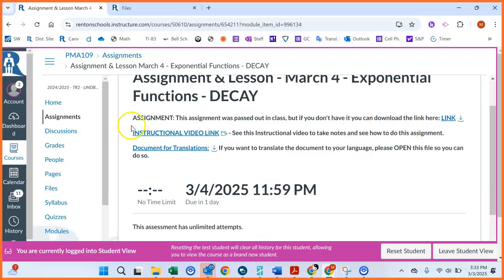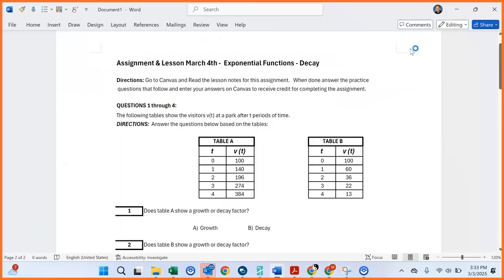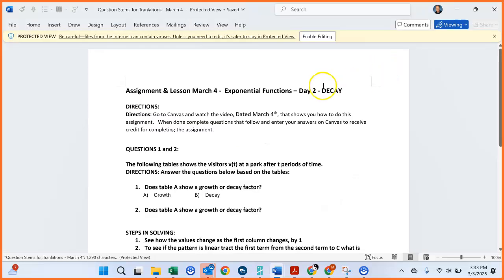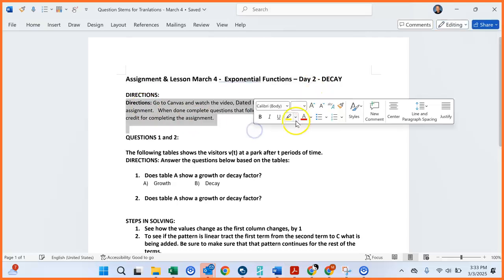Okay, the first thing is you've already clicked on this, so that means that you're on the link. The next thing is here's the assignment, and the next thing is the document for translations. So go ahead and download that one so that you have that. And here's the question stems. So that's going to be this one right here, okay? And that way you can do a translation on them if you need to, okay?